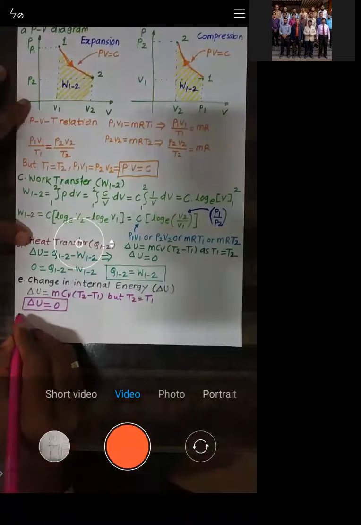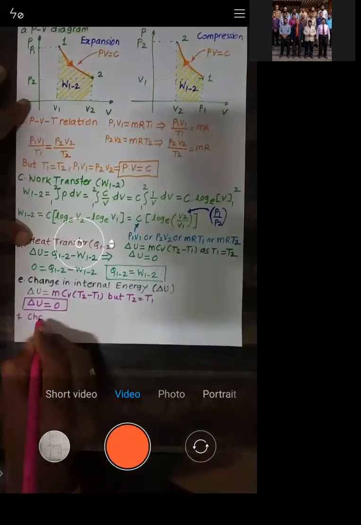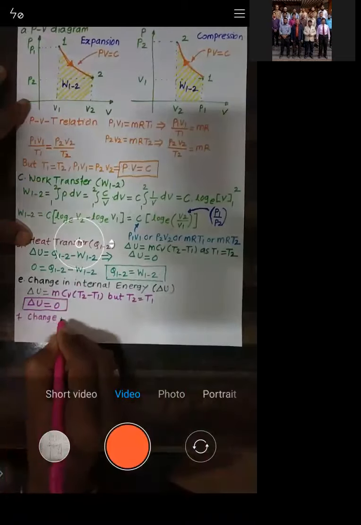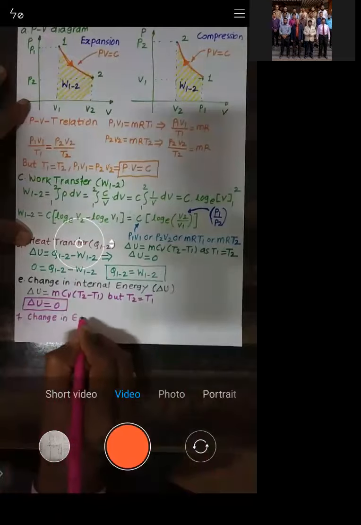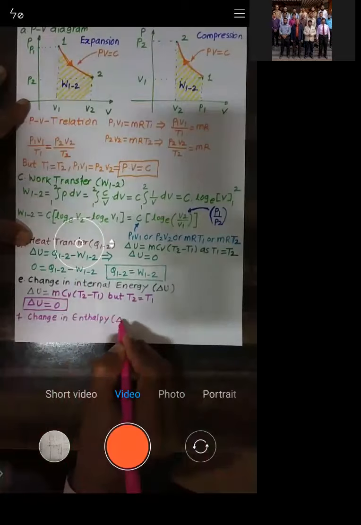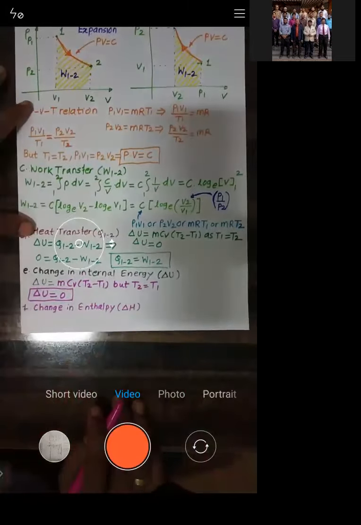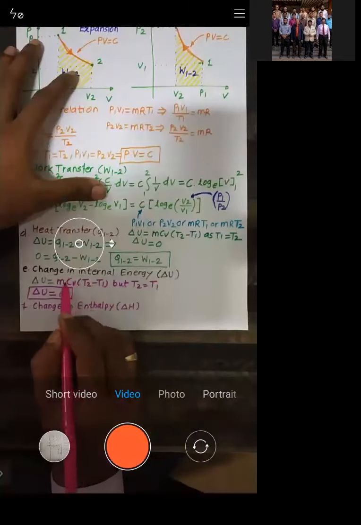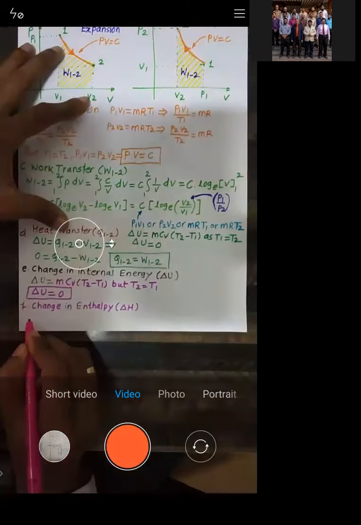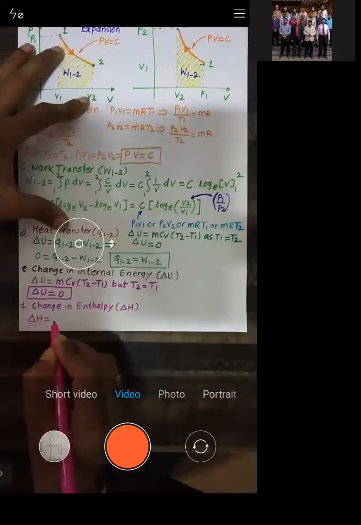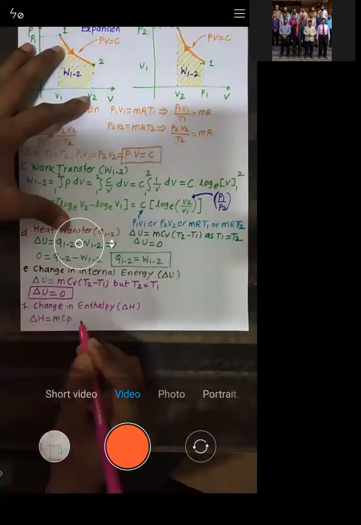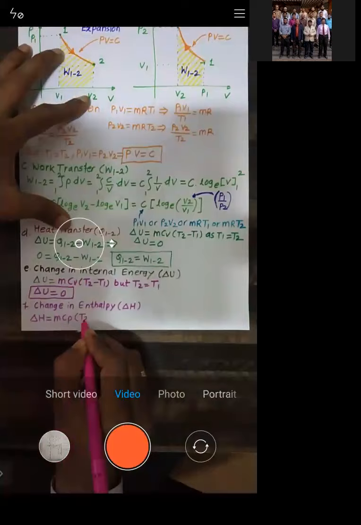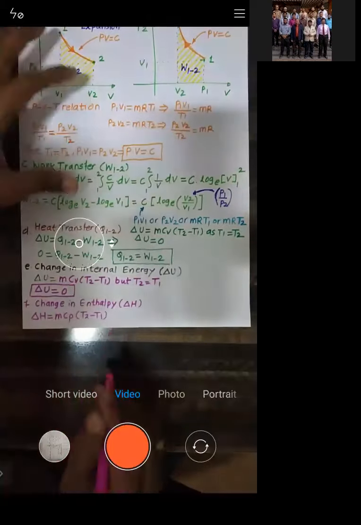Similarly, the last term we will calculate is the change in enthalpy, indicated by delta H. See, internal energy is always related with Cv, and change in enthalpy is always related with Cp. So the change in enthalpy is m Cp into (T2 minus T1).